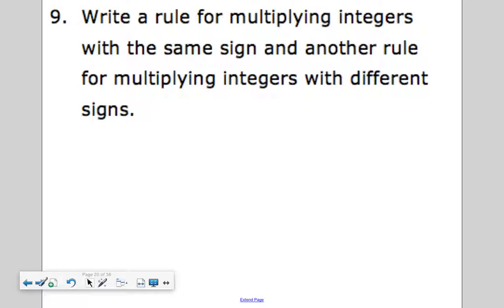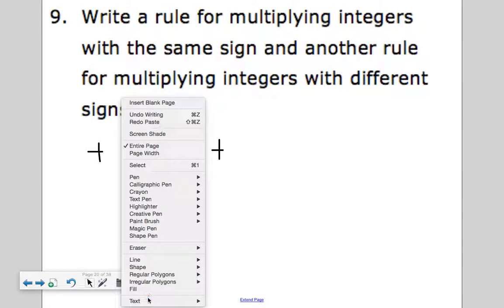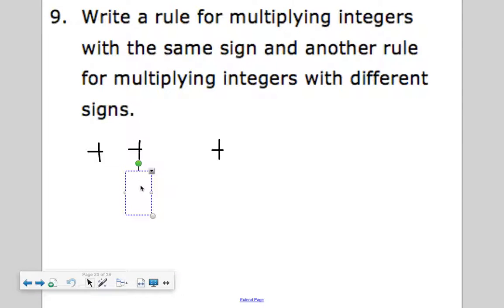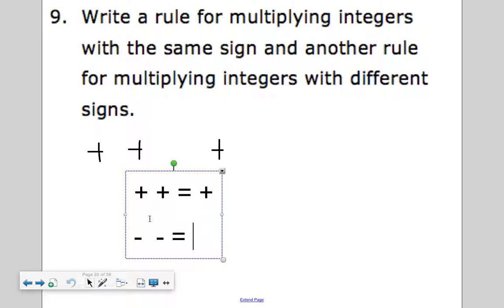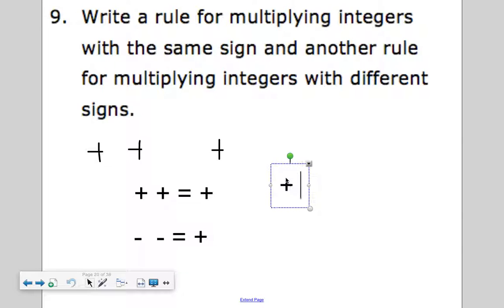So write a rule for multiplying integers with the same sign. If I multiply 2 positives, the answer would be positive. You know what? I should type this out. So when I multiply positive and positive, it will equal positive. When I multiply a negative by a negative, what's the opposite of a negative? It's a positive. What happens if I multiply a positive and a negative? It's saying some groups of negatives, so it'd be negative.